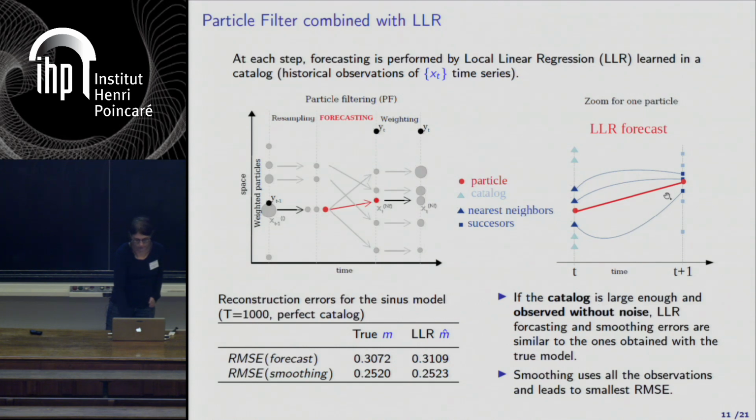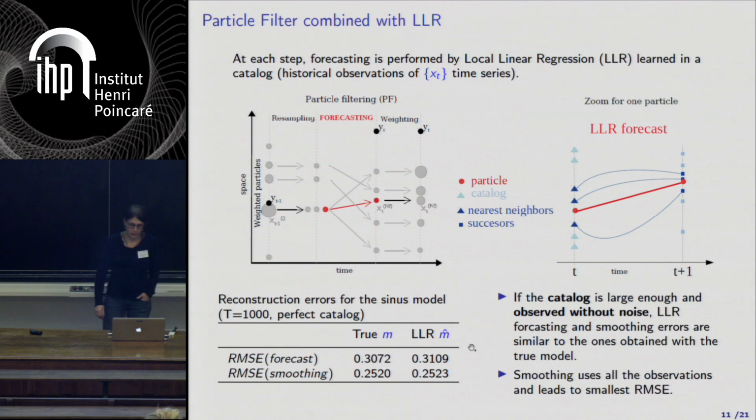So for the forecasting, we use LLR. In fact, what happens is exactly the same as what Mark and Manuel did: for the forecasting step, instead of using a true M, a true model, we use an approximation of the model, and the approximation is given by the LLR. So in fact, what we do is that we have a catalog, a learning time series. In the learning time series, we look for the nearest neighbors, and then we look at the successors of the nearest neighbors, and we just fit linear regressions given the successors.